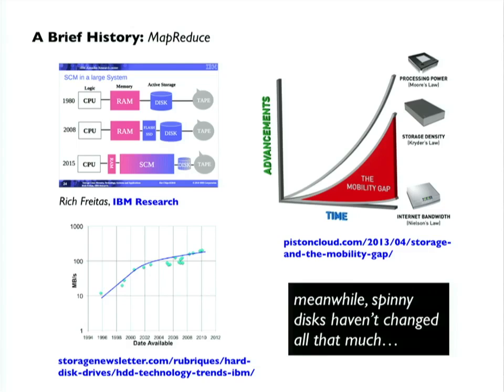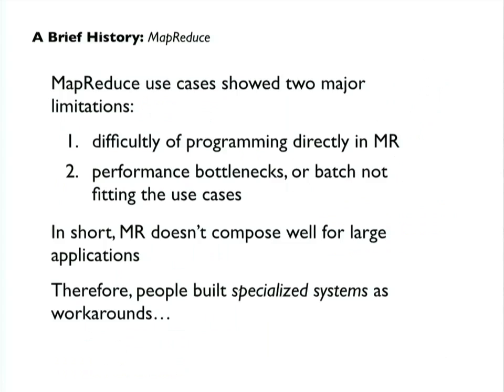And so the economics of data centers have changed. Spinny disks haven't changed all that much, actually. Memory is getting much cheaper, but the disks still kind of fail at the same rate and have similar throughput.